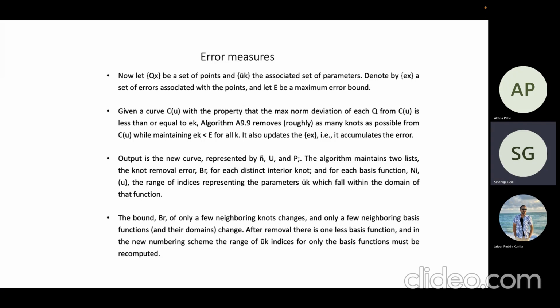The algorithm maintains two lists: the knot removal error Br for each distinct interior knot, and for each basis function Ni of u, the range of indices representing the parameters uk which fall within the domain of the function.